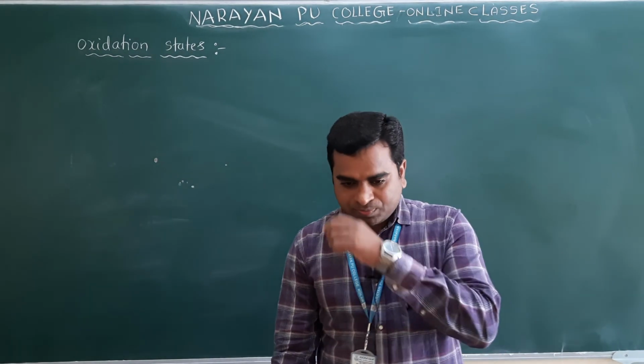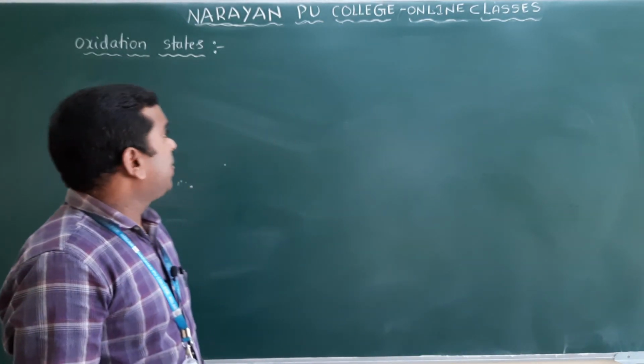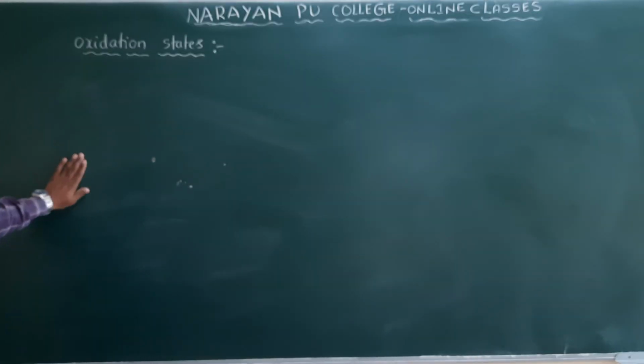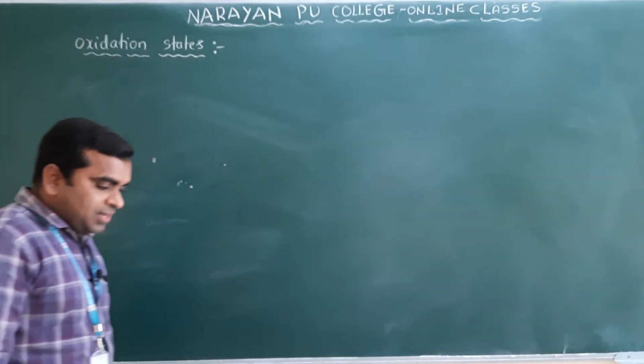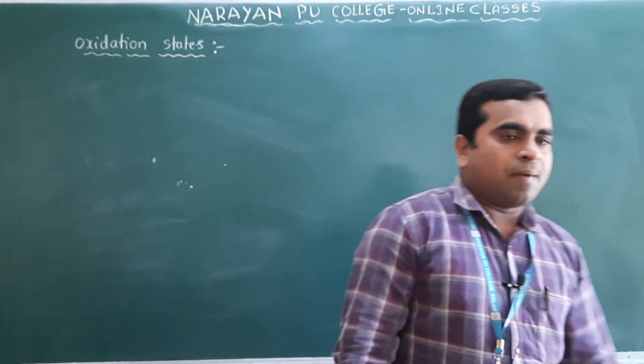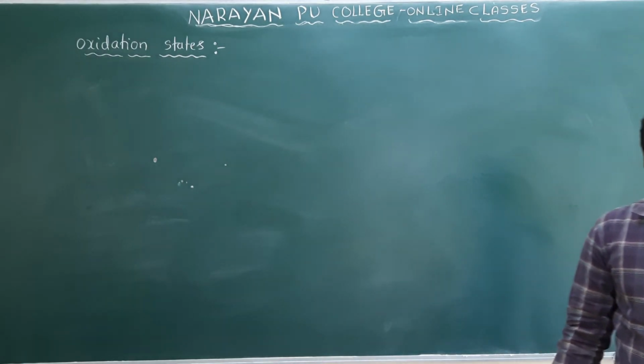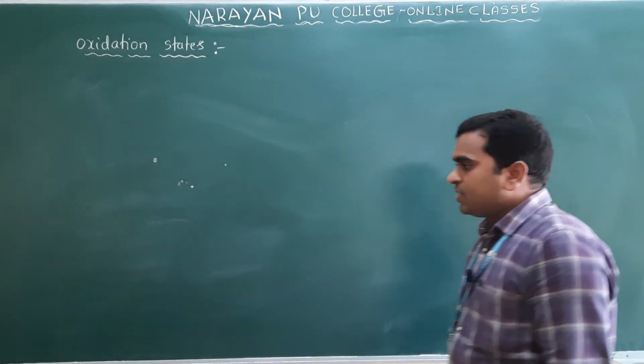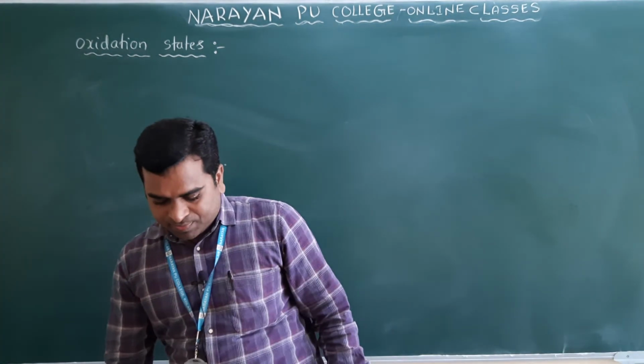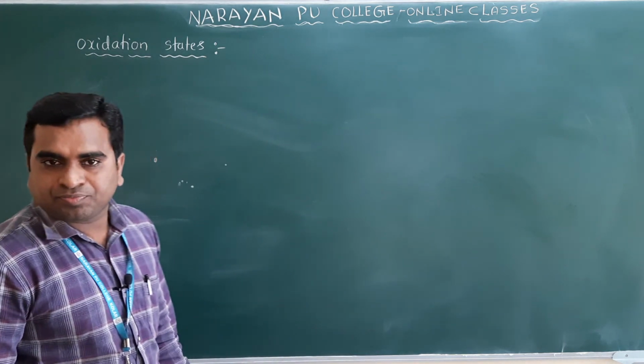In the last video, we discussed the chemical properties of group 17 elements. In that one, we discussed reactivity and oxidizing power. Clear now? And here the third concept is oxidation state.